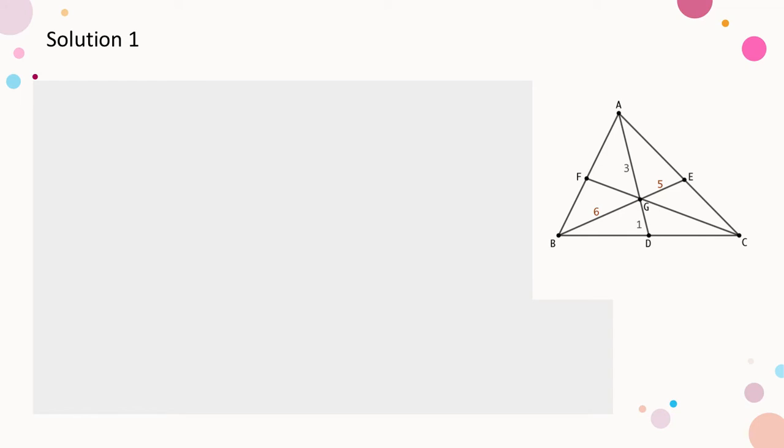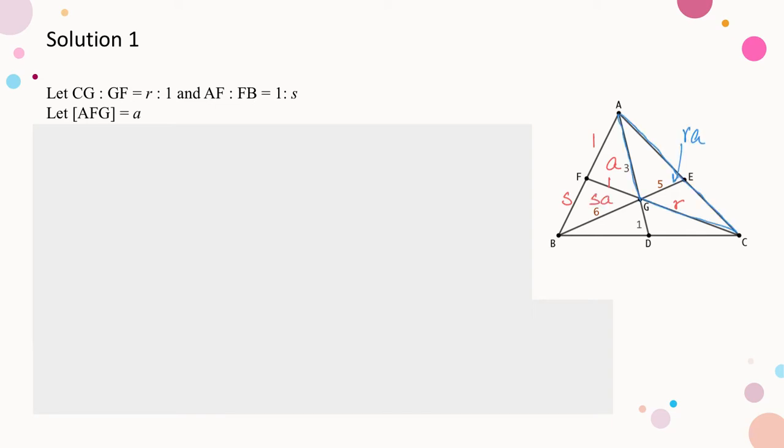Let the given ratio be R to 1 and 1 to S, and the area of triangle AFG is denoted by A. For equal height, the ratio of area is equal to the ratio of base. The area of BFG is SA. Area of ACG is RA. Add up the two triangles and the area of ABG is (1 + S)A.